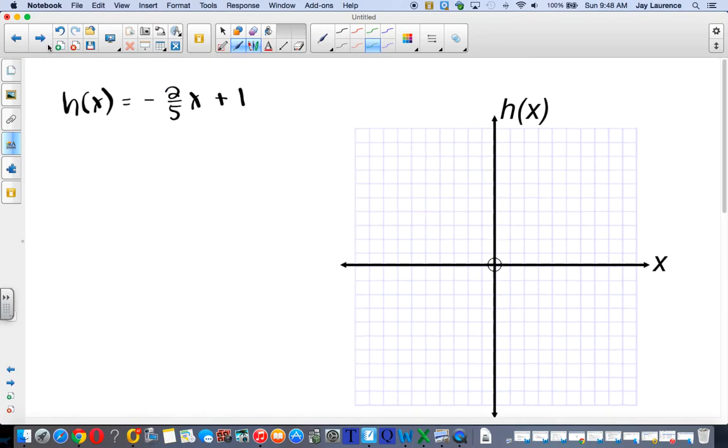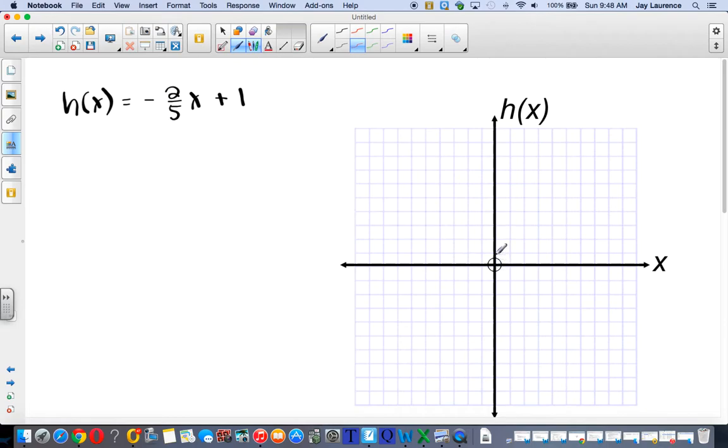Okay? All right, here we have an equation, h of x equals negative 2/5 x plus 1. I would love for you to actually graph this one this time instead of waiting for me to do it. You can write down your slope and y-intercept. I'm going to go right to the graph. Hopefully you've already graphed it. If you haven't, pause the video and graph it.